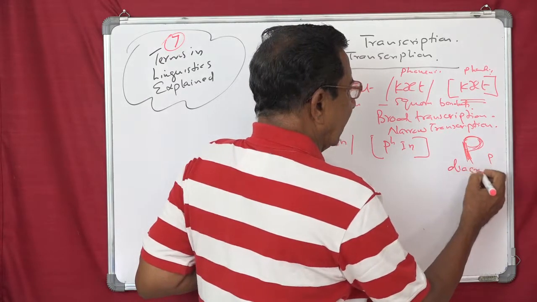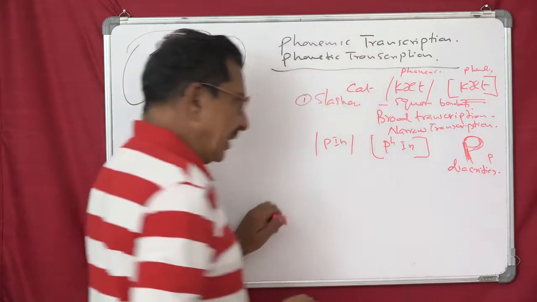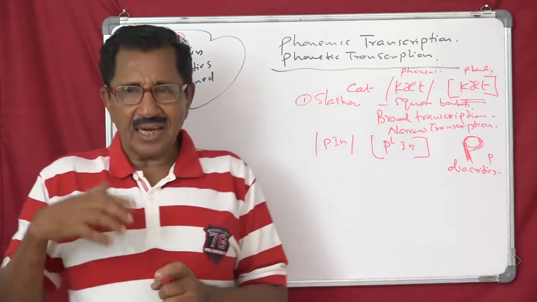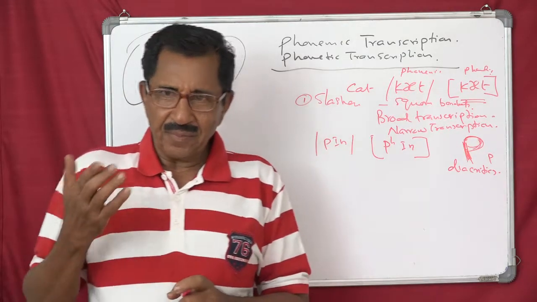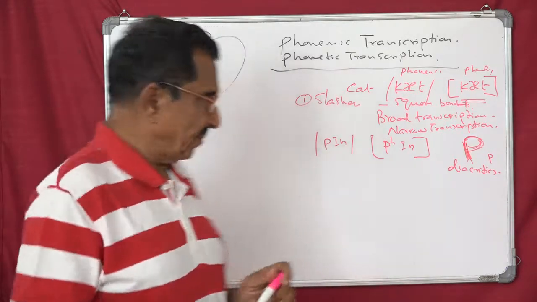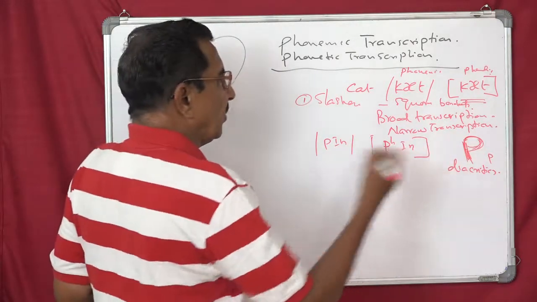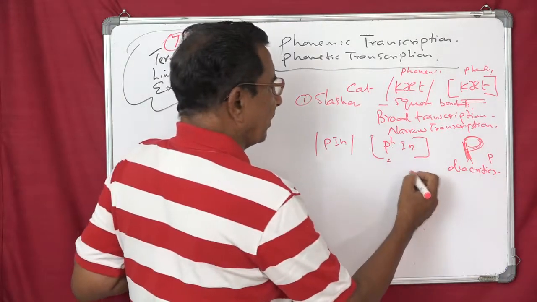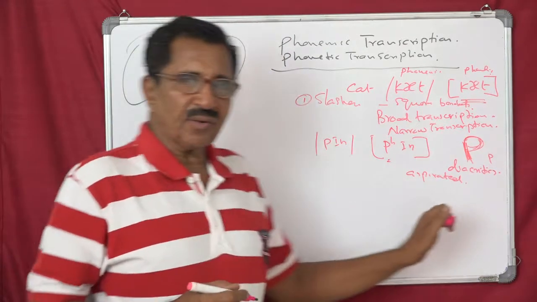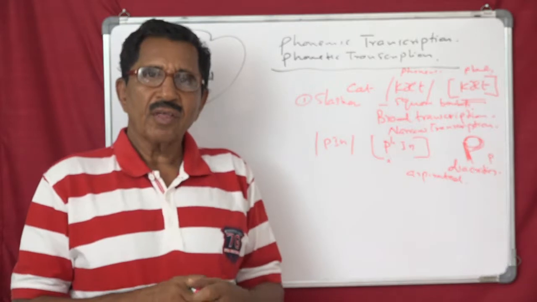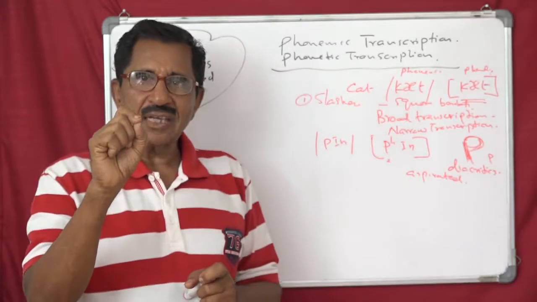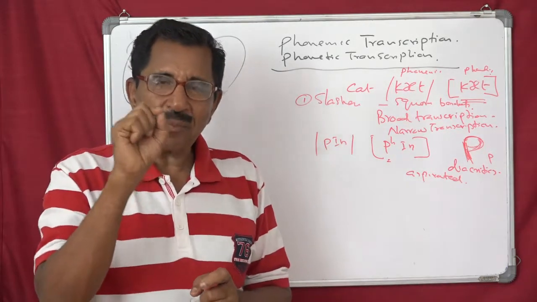In phonetic transcriptions, you use diacritics to give additional qualities about the sound. Understand? For example, another I'll tell you. You know about it. This is aspirated p. Aspirated means an h sound accompanies the release or the pronunciation of plosive sounds, voiceless plosive sounds, when they are in the initial position of the word.